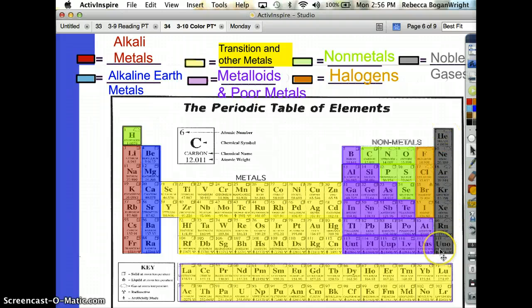You can pause this video at any time to color your periodic table and finish the requirements that are on this page. When you are finished with this, let me show you what you are to do for homework.